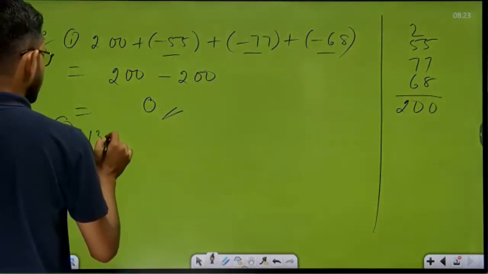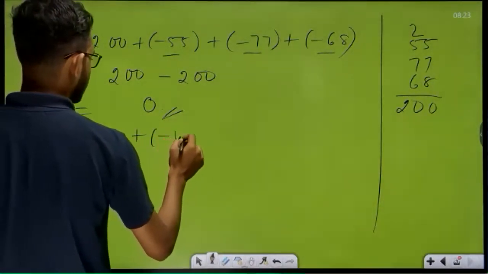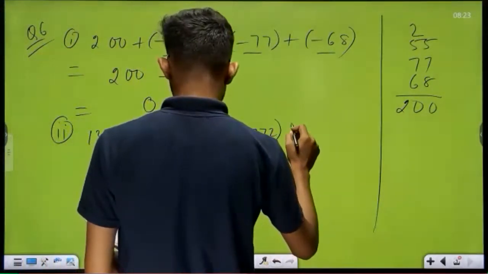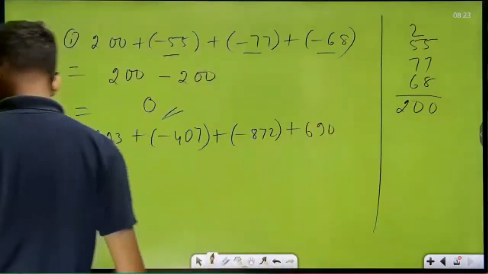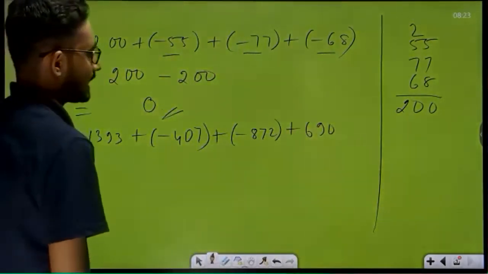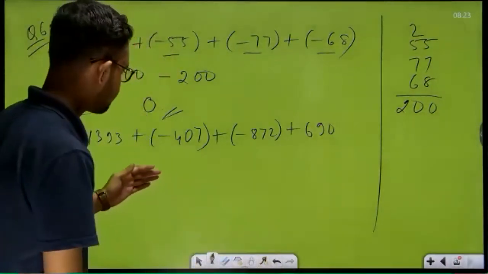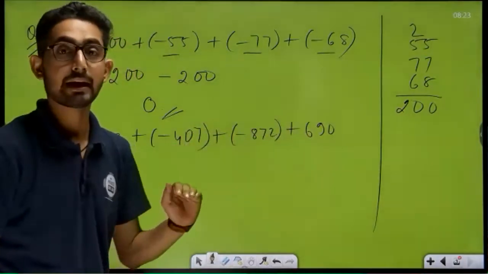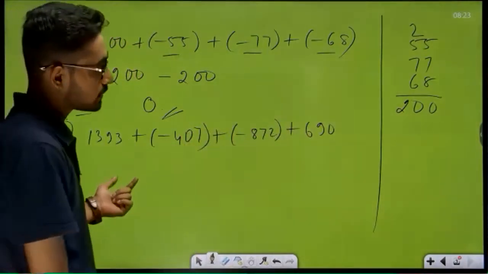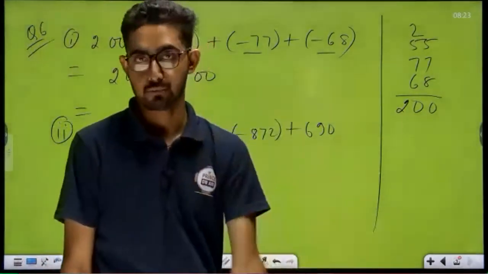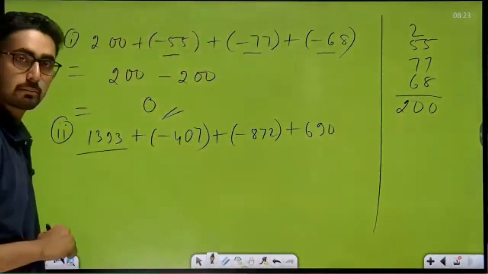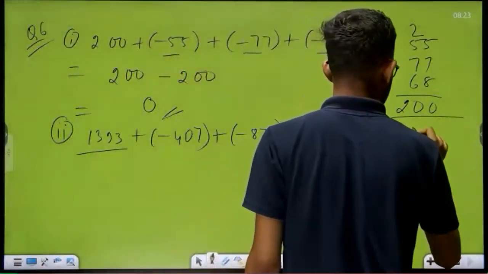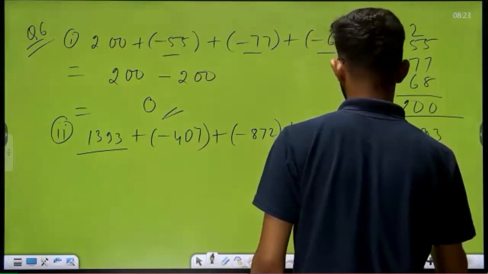Next question, 1393 plus minus 407 plus minus 872 plus 690. That is your question. Now see. Actually students, as I told you again, whenever in front of you those numbers are for addition, the numbers we can add, those numbers are positive, first of all add them. Positive numbers को add कर लो. That means this is a positive number and this is another positive. So we can say 1393 and 690.